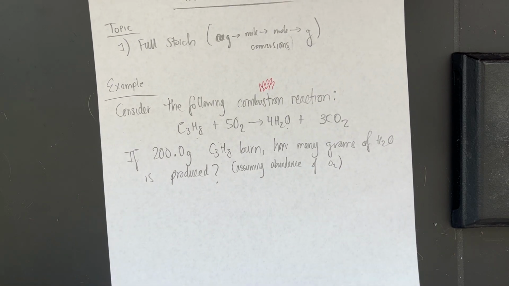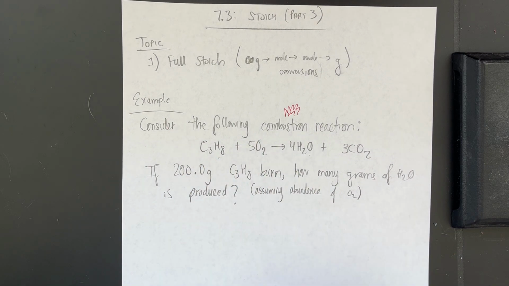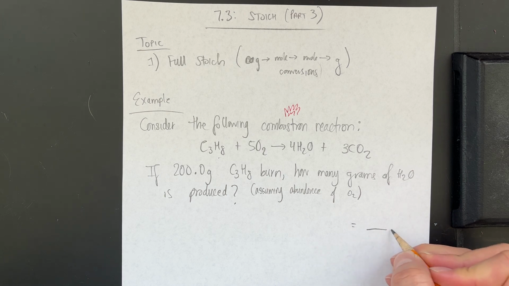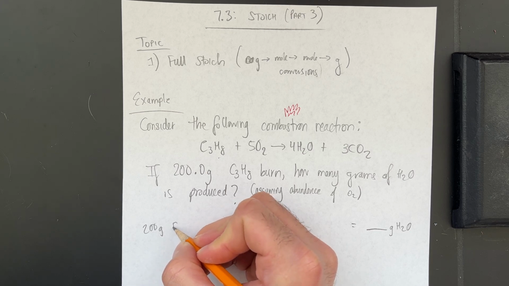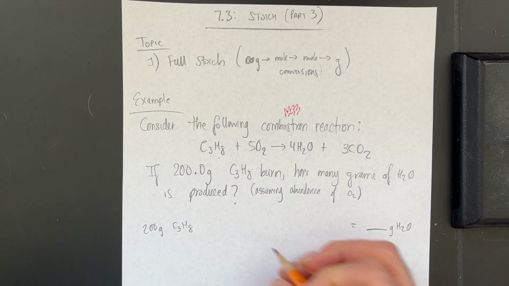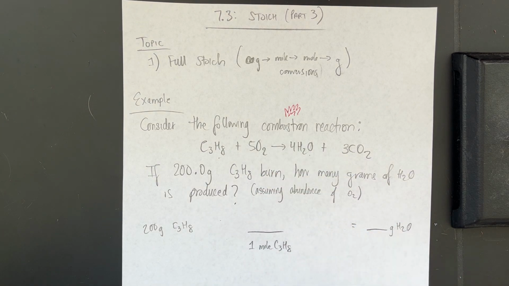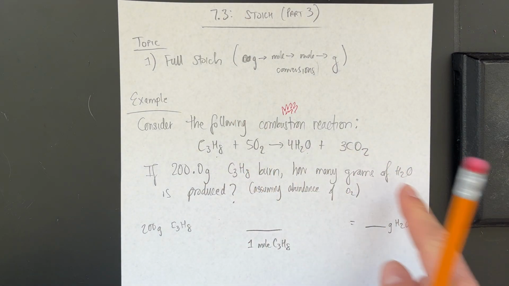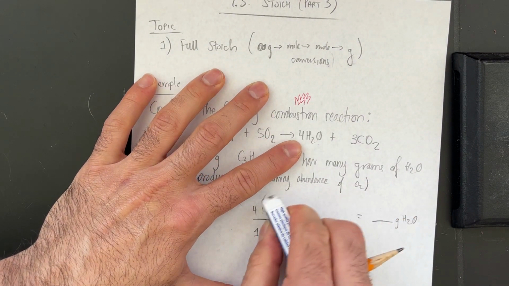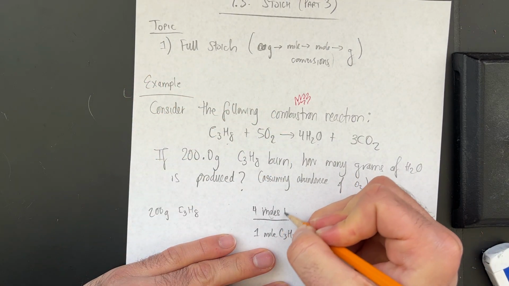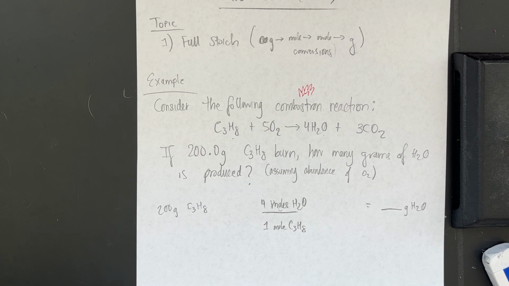And so, what we did in 7.2, the way that we tackled this is we used the mole ratio, right? We said, here we're trying to get grams of H2O, and we're given grams of C3H8. And so, it's 1 mole of C3H8 for every 4 moles of H2O, right? And sorry, let me write that out fully. For every 4 moles of H2O. And so, 200 times 4, that'll be 800.